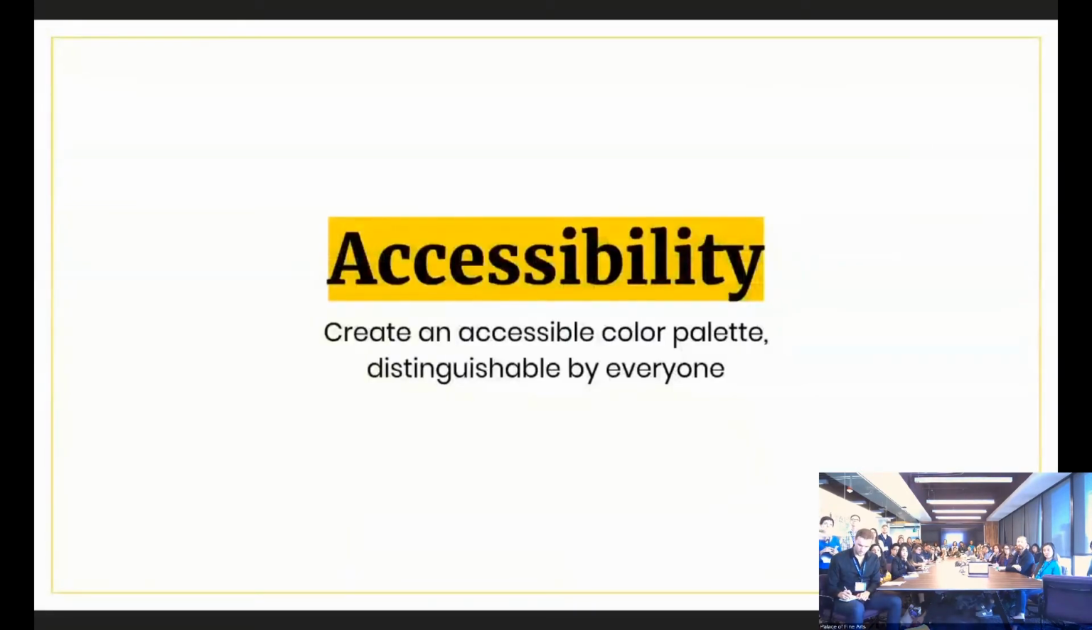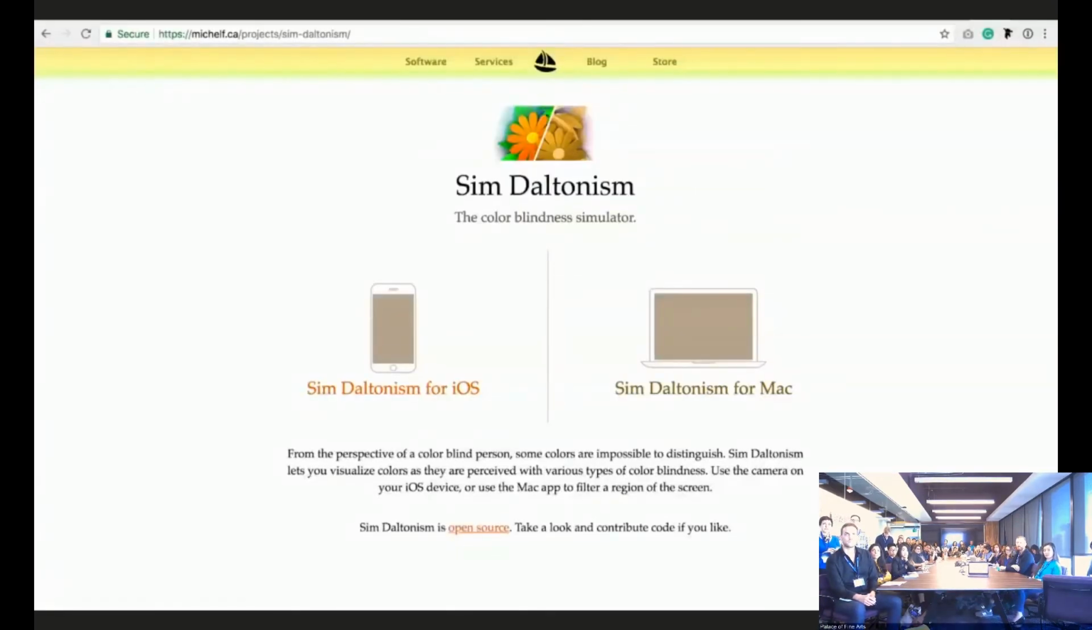So accessibility: making sure that the colors are distinguishable for everyone. There's actually quite a large proportion of people that are colorblind. I think it's like 1 in 8 men and 1 in 200 women, so it's quite a lot. So this is another tool that you can use. I think it's pronounced Daltonism, but it's basically a simulator that you can download to simulate those different forms of color blindness while you're designing.